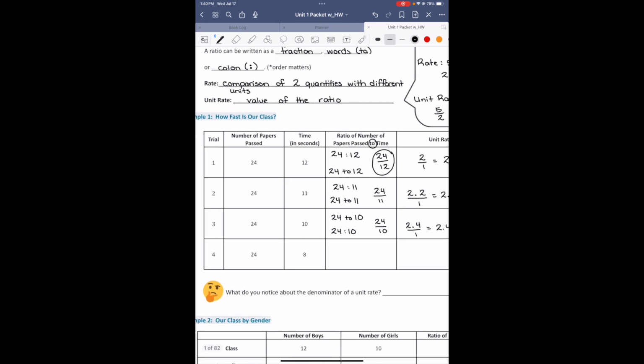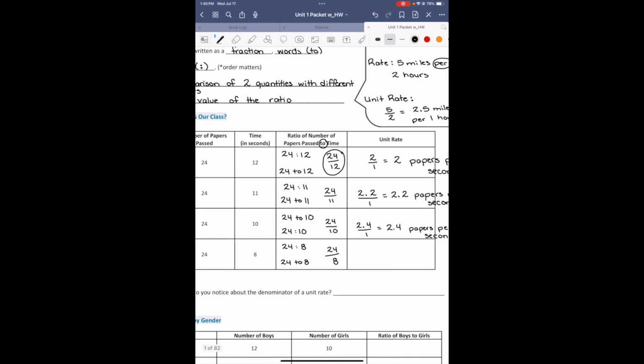Last one. This time they passed the 24 papers in 8 seconds, so 24 to 8, and 24 divided by 8, or over 8. When I go ahead and find my unit rate, I'm going to divide 24 divided by 8. Well, 8 goes into 24 evenly. It goes in 3 times. So I'm going to have 3 over 1. But that's just the same thing as 3. So this is 3 papers per second.